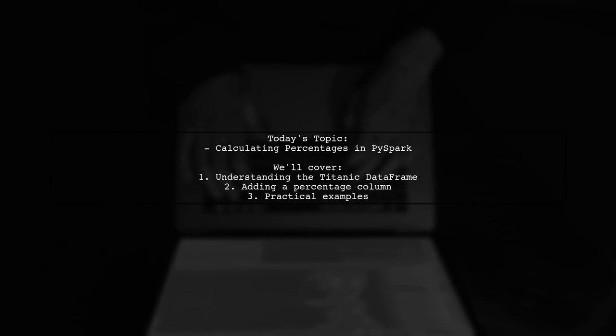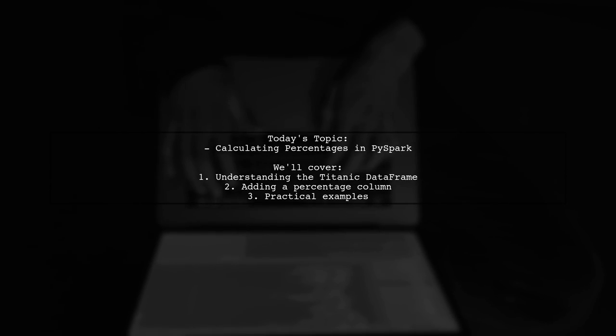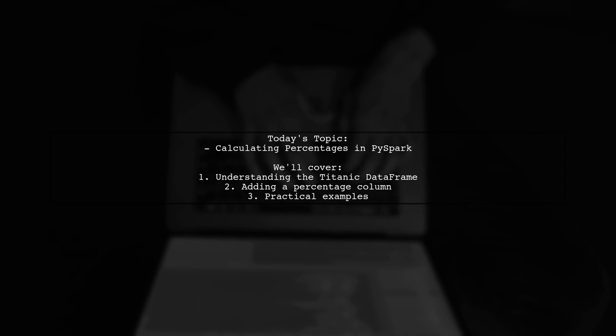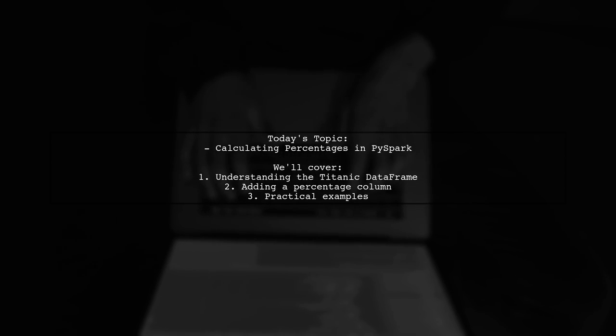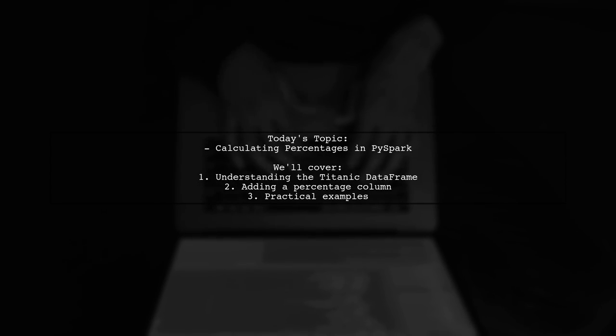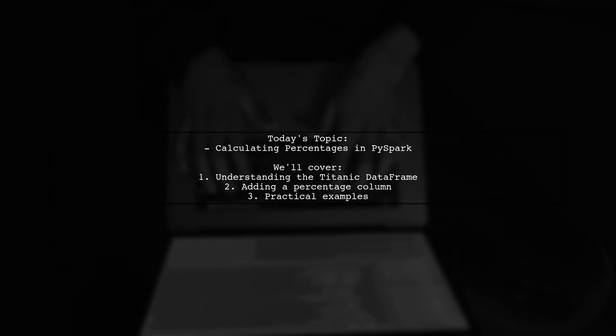Today, we're tackling a question that many PySpark users encounter. Our viewer is working with a titanic dataset and wants to know how to calculate percentages for different categories in their data frame. Let's break it down and find a solution together.